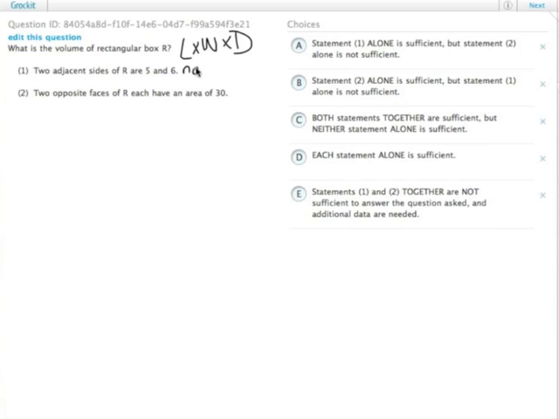There's no third dimension here, so we can't figure out the volume from that. Statement 1, insufficient. We can also cross off answer choice D. Statement 2 tells us the two opposite faces of R each have an area of 30.